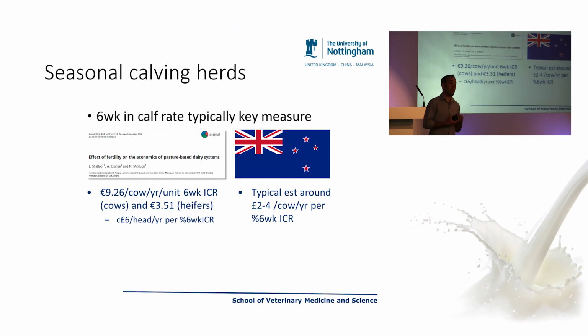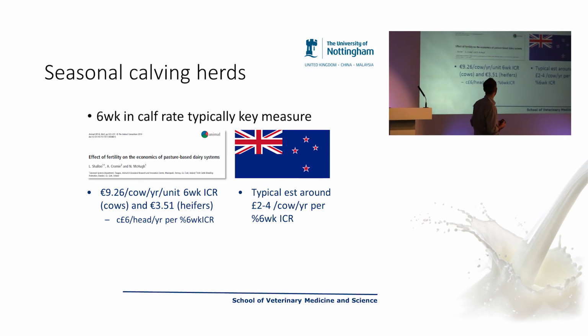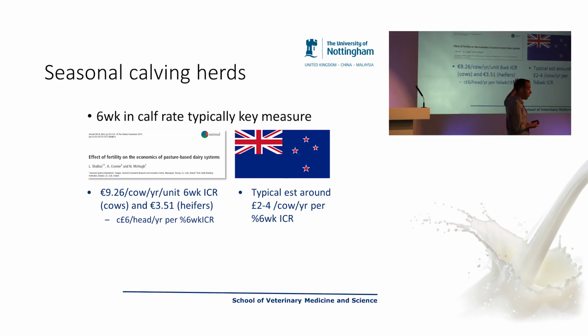Quick word on seasonal calving herds. The key thing that they like to focus on tends to be 6-week in-calf rate. So there's a couple of papers here, one from Ireland that came up with a value of what would equate to roughly £6 per cow per year for every percentage point that you add to 6-week in-calf rate.